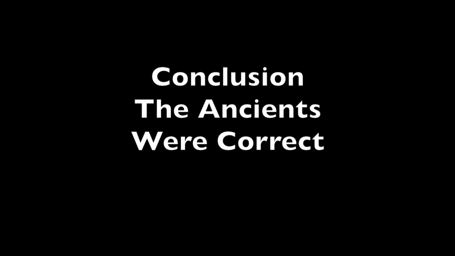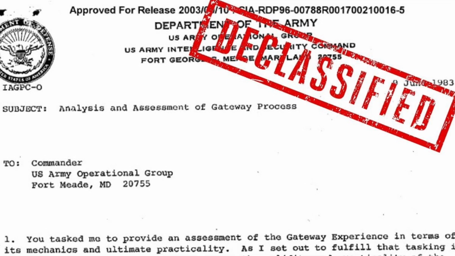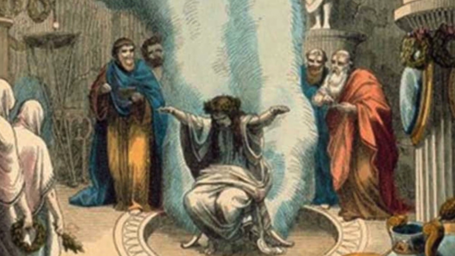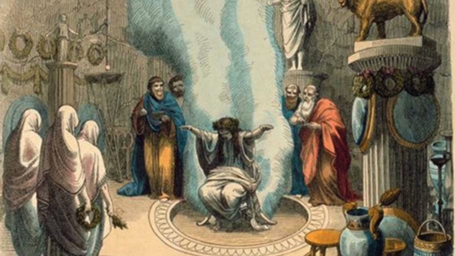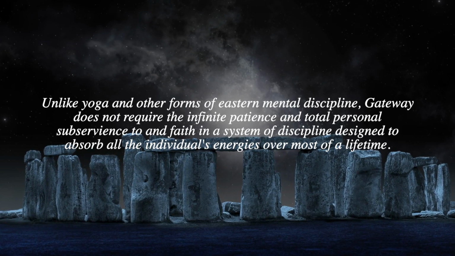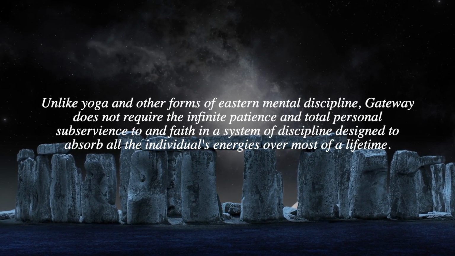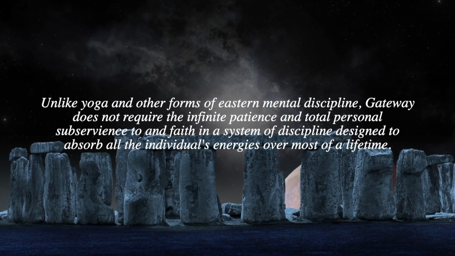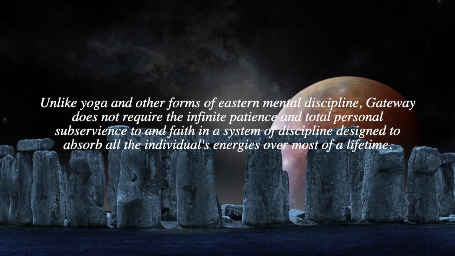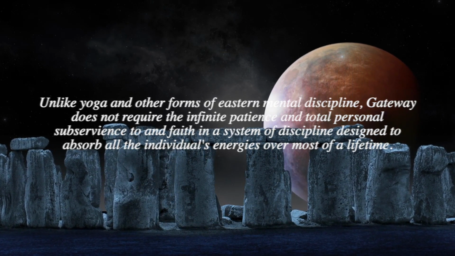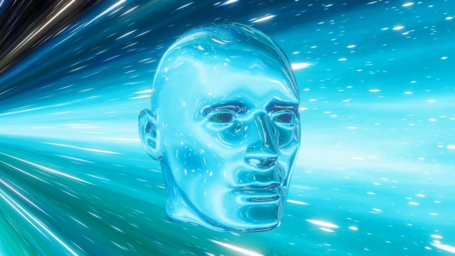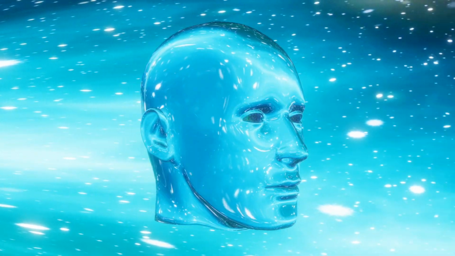Conclusion: the ancients were correct. As the Project Gateway document begins to wrap up, McDonald finds it necessary to admit that the spiritual customs of our past knew of this knowledge. They simply expressed it in different terms. He states, "Unlike yoga and other forms of Eastern mental discipline, Gateway does not require the infinite patience and total personal subservience to and faith in a system of discipline designed to absorb all the individual's energies over most of a lifetime." He mentions that the Gateway method is a practical and scientific way to gain what the ancients might have called enlightenment or communion with God.